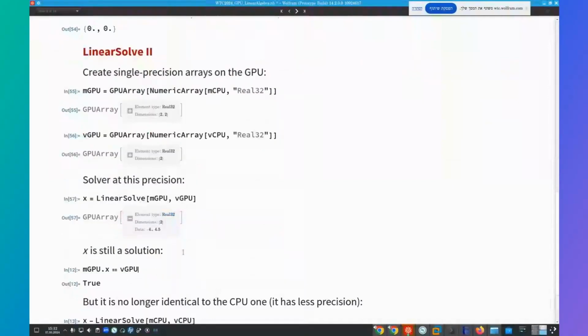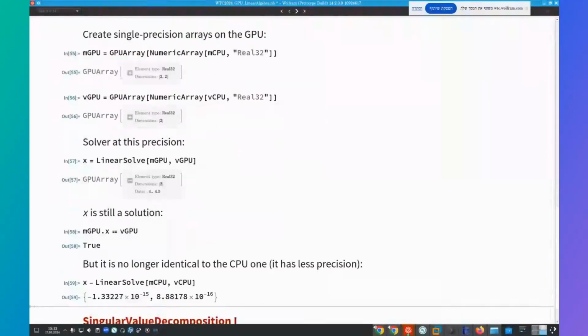It's still a solution, but now it's not going to be equal to the CPU solution, because we only have 32 bits, so we have some round-off error. In fact, we have really tiny round-off error because it's such a simple solution, right? 32 bits gives us about 8 digits, and we got about 15 digits of accuracy. So that's just luck. That's not going to happen in general.